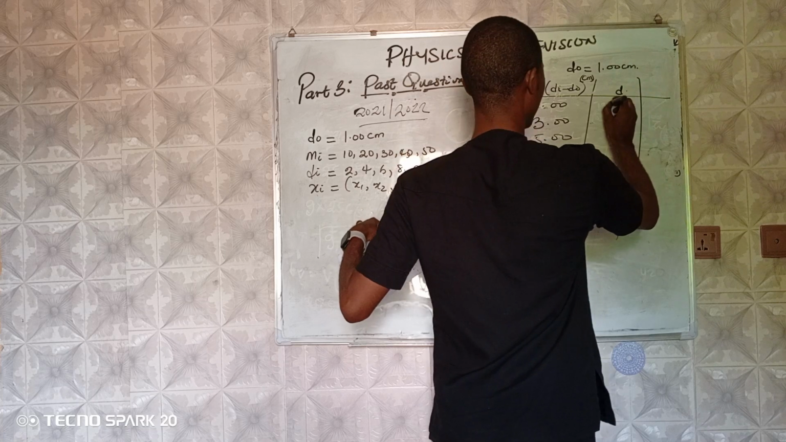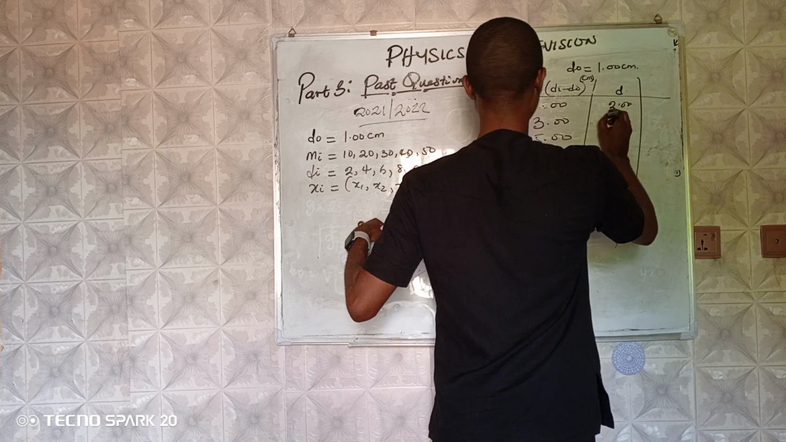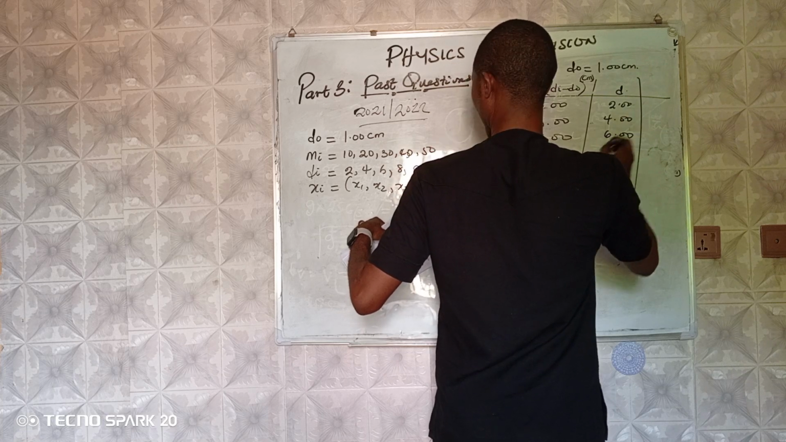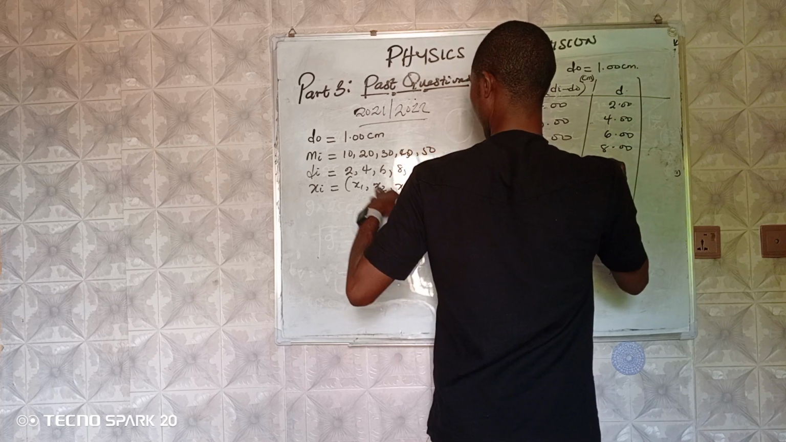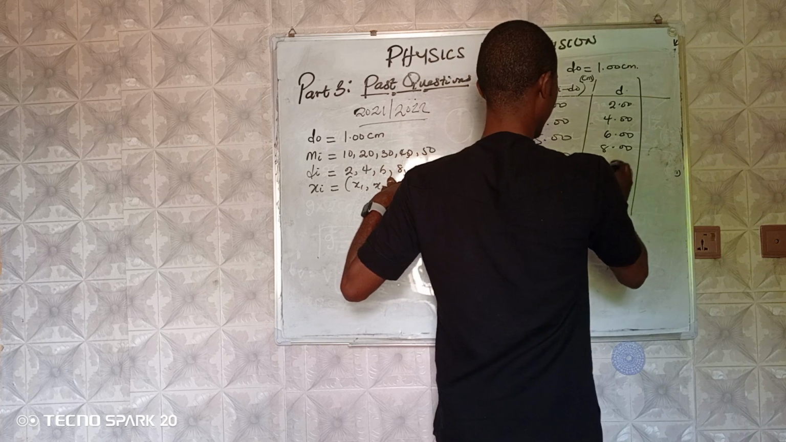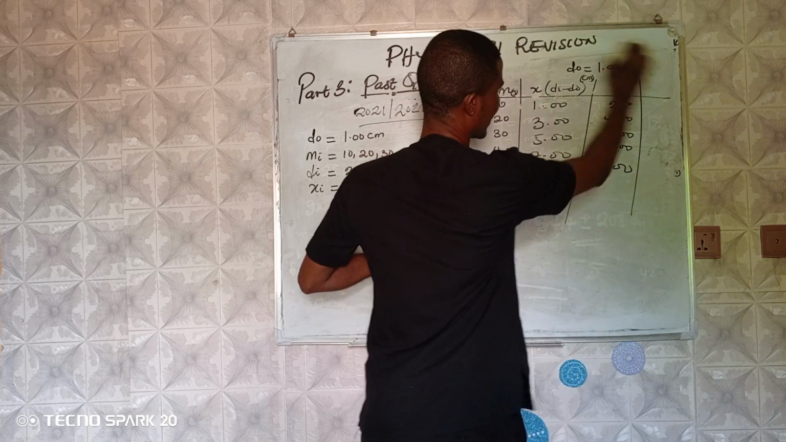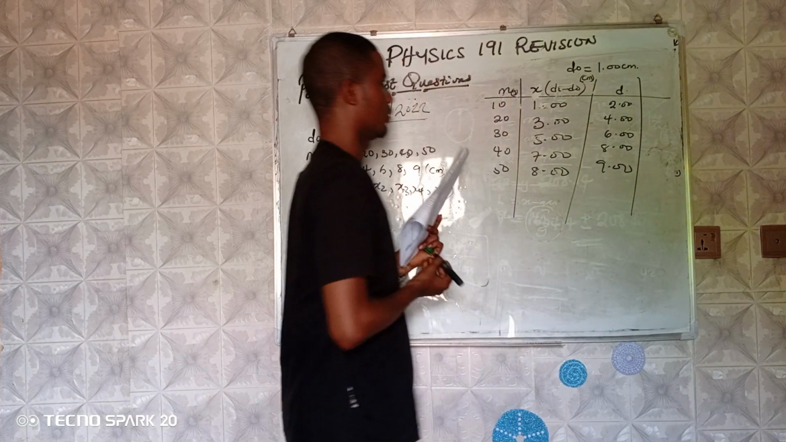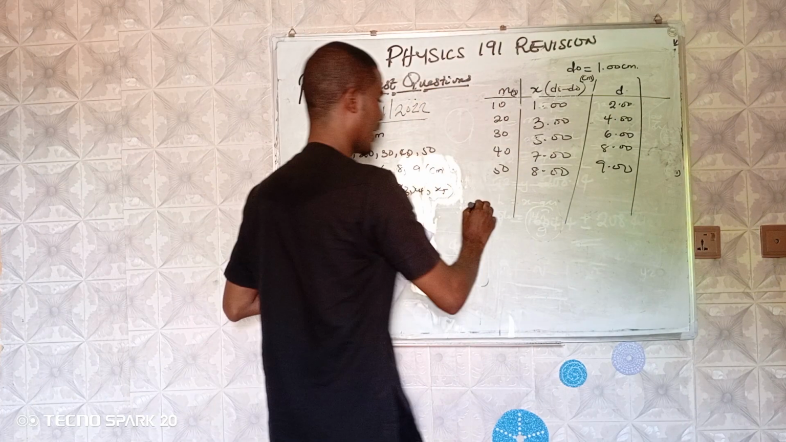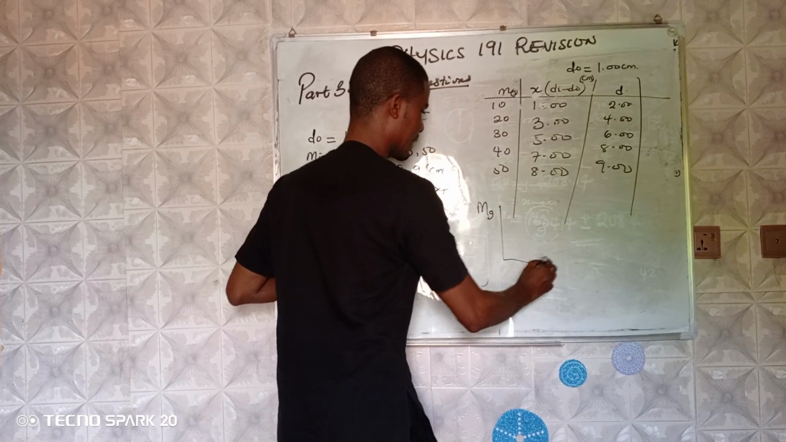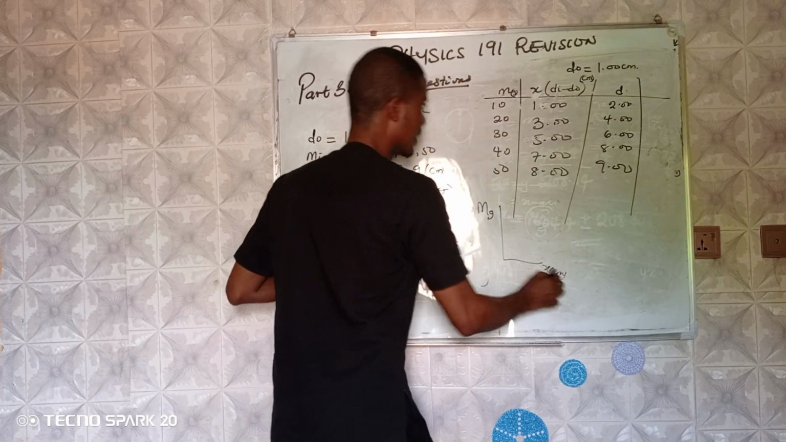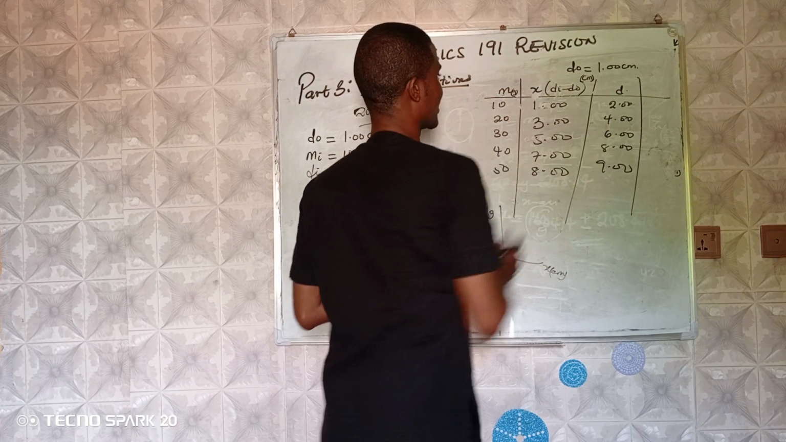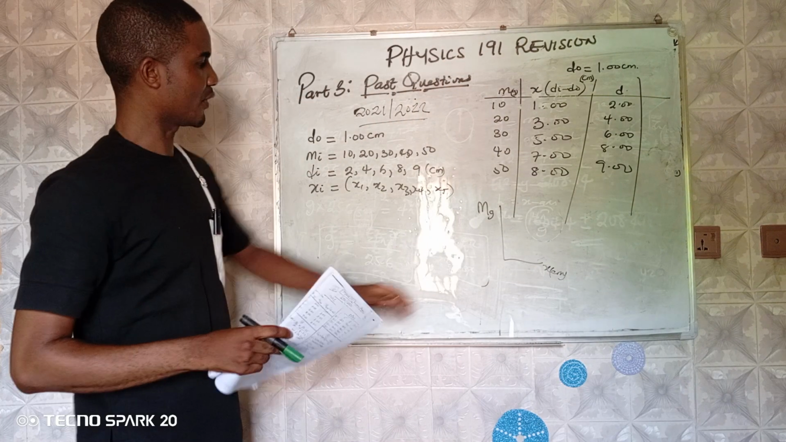D, we have 2, 4, 6, 8, 9. So this one now will become the next one. That is, this one takes this place, this one for just 3 columns. So we are plotting a graph of M against X. You see how we got our X, see our D. This minus this will give me this. Okay.